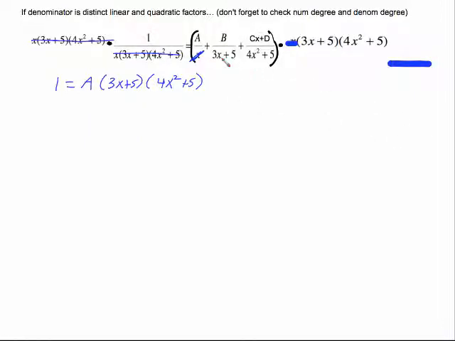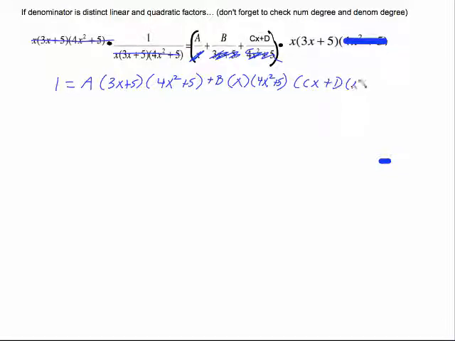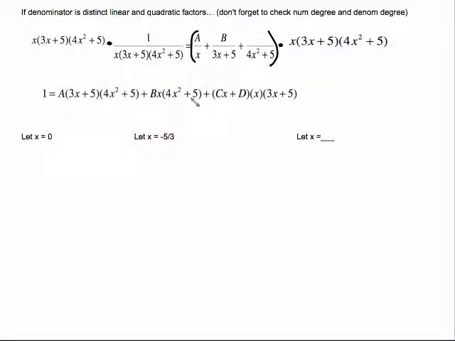When we get ready to come over here, the 3x plus 5 is going to cancel. So cover up the 3x plus 5, and what we have then is B times x times 4x squared plus 5. And the third thing, the 4x squared plus 5 will cancel with that 4x squared plus 5. So I cover that up to get that out of the way, and we have Cx plus D times x times 3x plus 5. So that's the whole expression that I have to deal with now to see if I can solve for A, B, and C. So over on this side is the same thing I wrote by hand. It's just a little bit neater to look at.